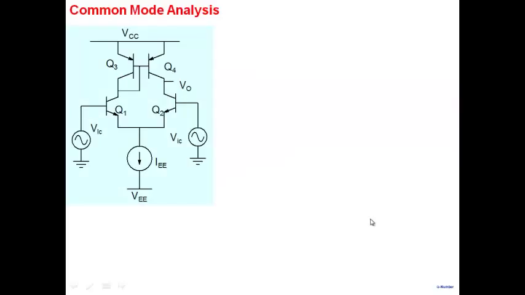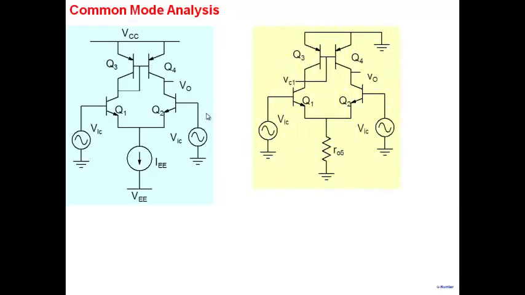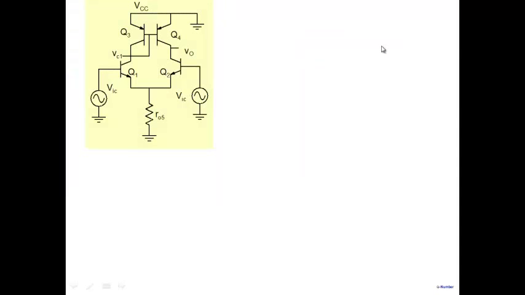Common mode analysis is even worse as compared to differential mode. In fact, I don't have an expression for common mode gain, and you'll see in a minute why. Common mode gain means we apply VIC from here, and we apply VIC from here. The voltages are the same. We have replaced the current source by output resistance R05. This node becomes small signal ground here. So we have to analyze this particular stage.